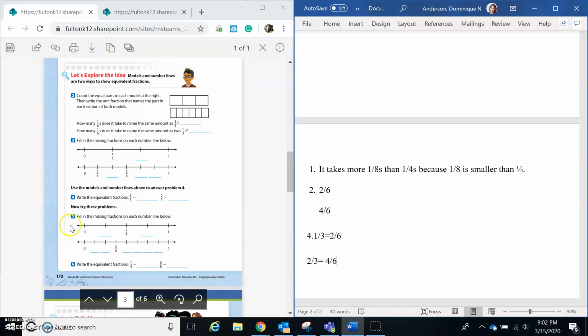Go ahead and do number 5 on your own. You're going to finish the number line and then tell what the equivalent fractions are for 1/4 and 6/8.